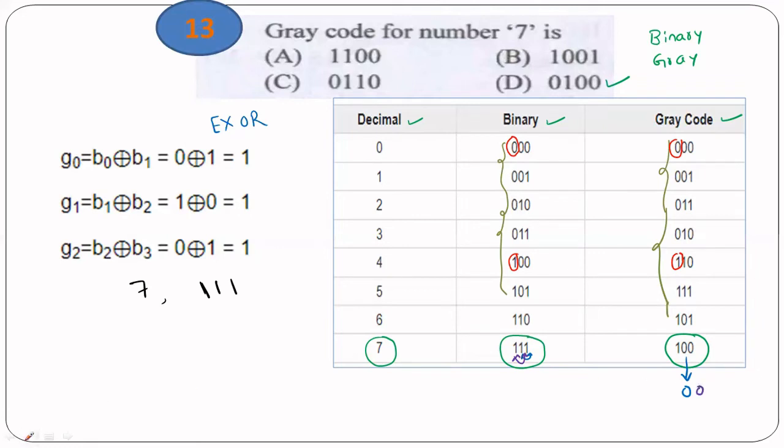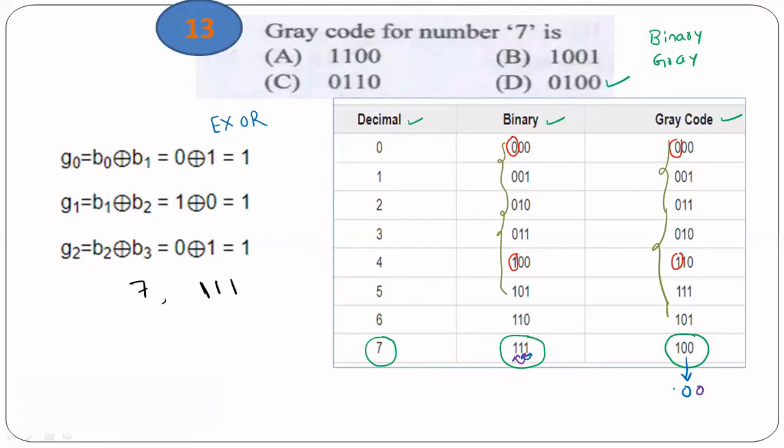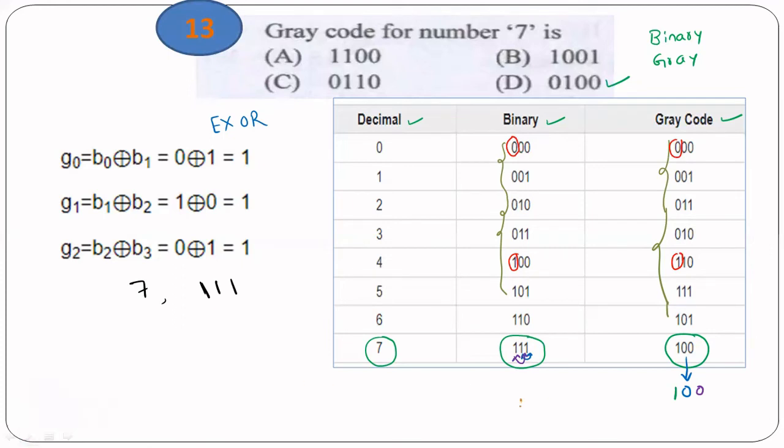And already we know that as part of our MSB we have 1. So the expected answer for this question is 1, 0, 0. This is the solution for gray code from a binary number. So let's look into the next solution.